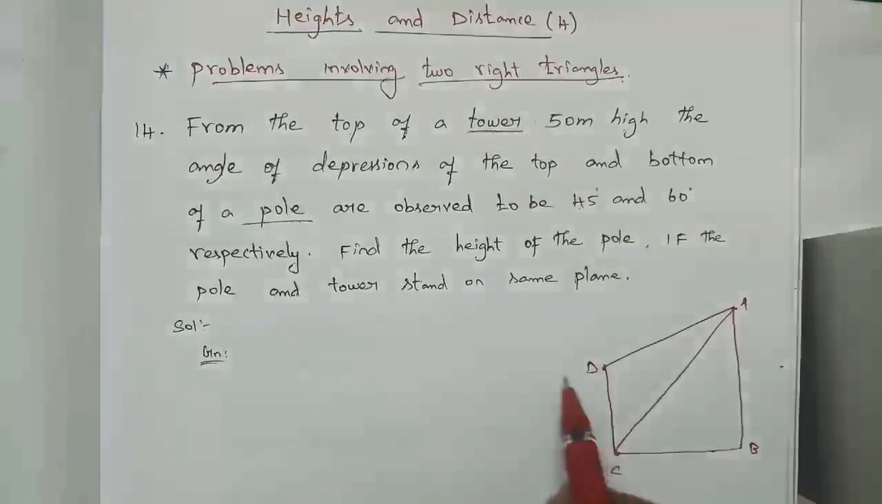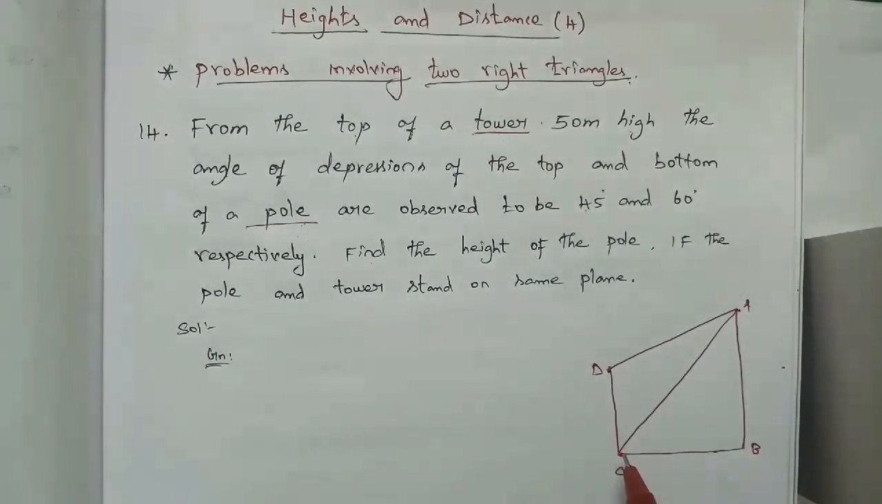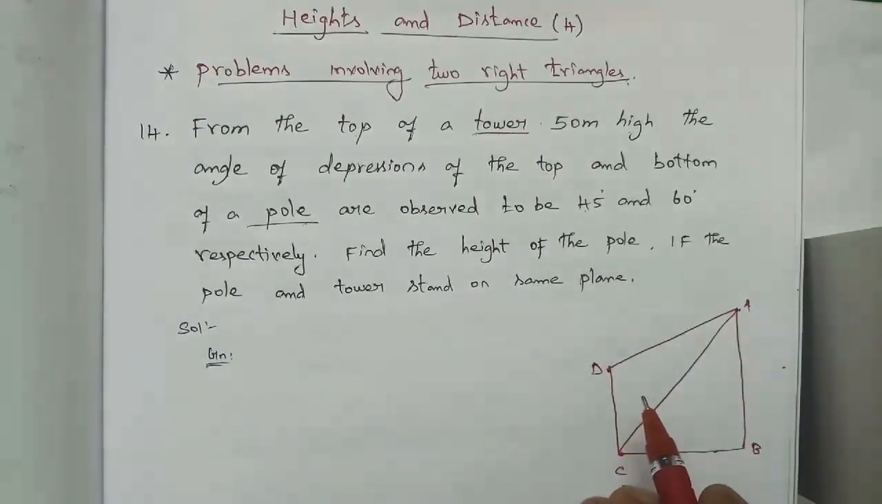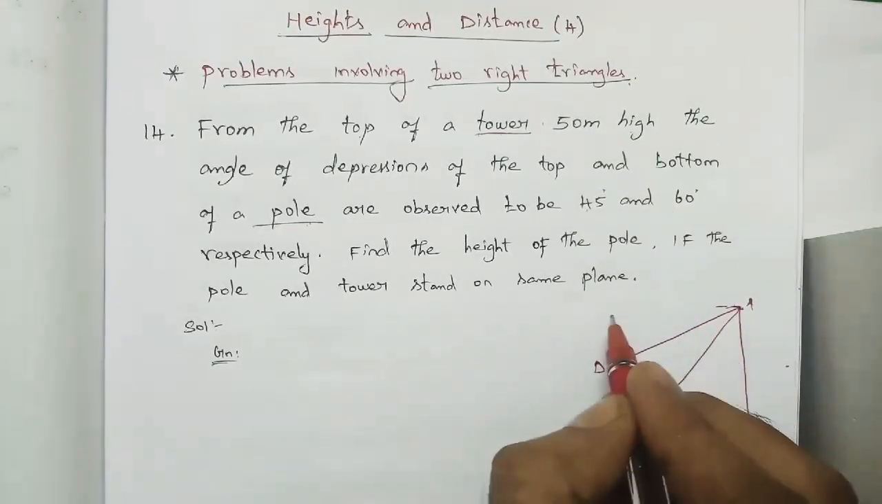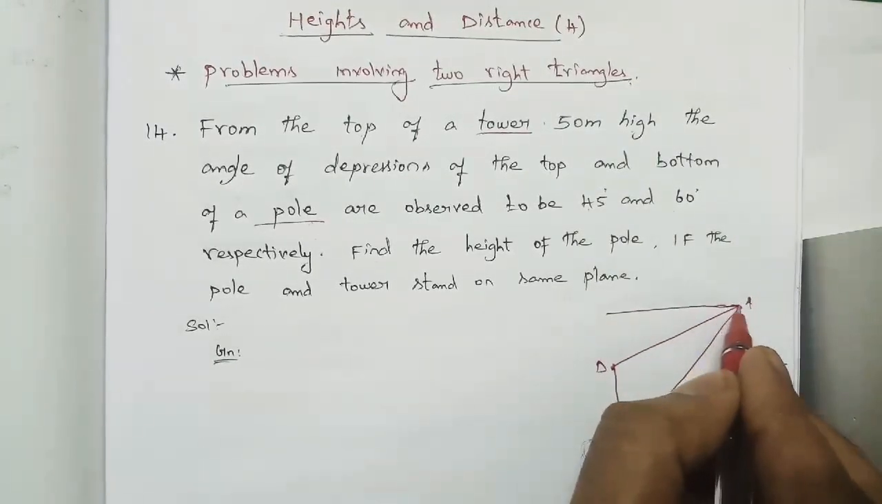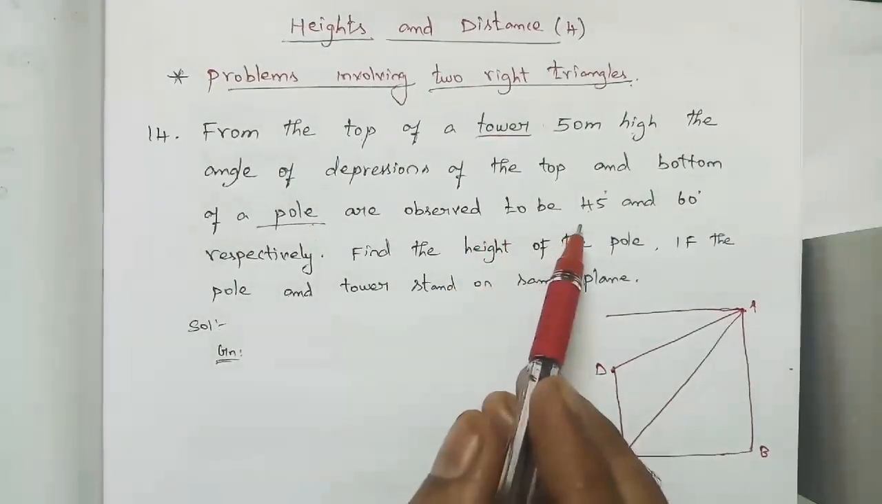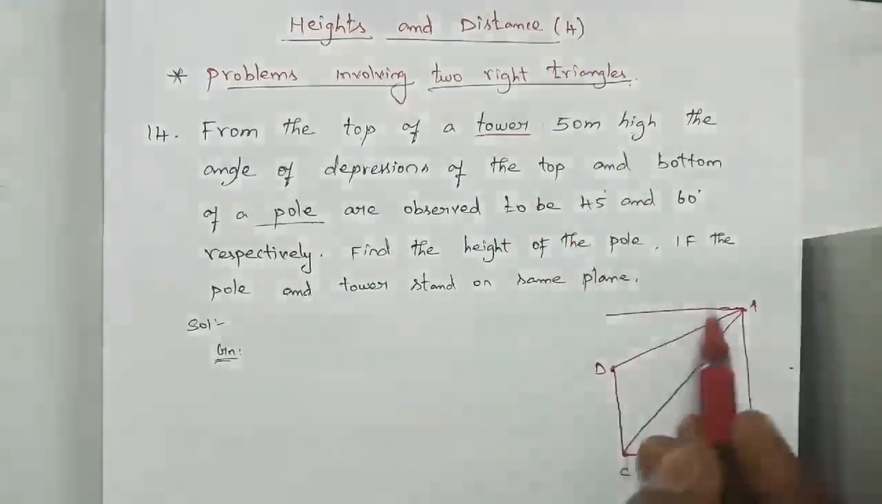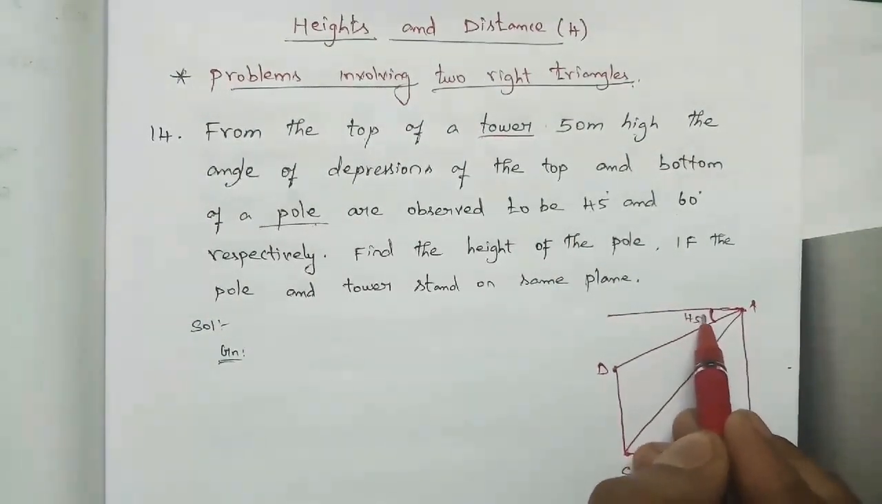Angle of depression: this is the line of sight. So the angle will be inclined between the line of sight and the horizontal line. So we have to draw the horizontal line from the point A, where they are observing. This is the horizontal line. At what angle are they observing the top? 45 degree. So this angle is 45 degree.